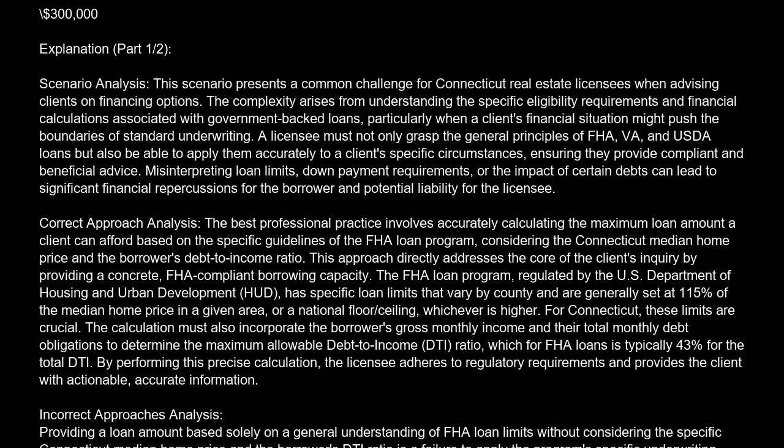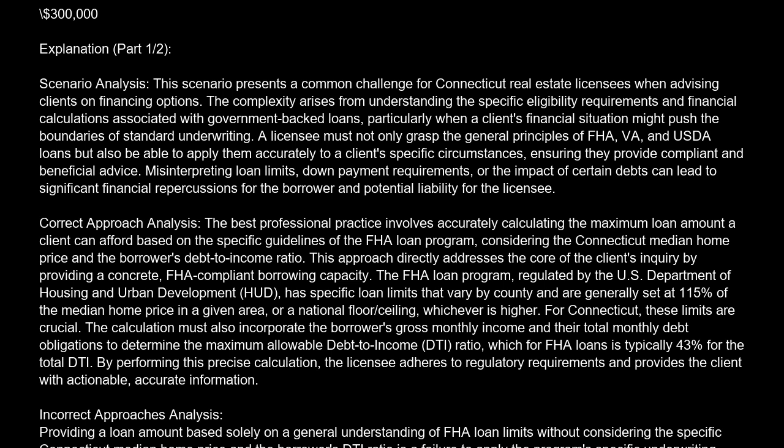Misinterpreting loan limits, down payment requirements, or the impact of certain debts can lead to significant financial repercussions for the borrower and potential liability for the licensee. Correct approach analysis: The best professional practice involves accurately calculating the maximum loan amount a client can afford based on the specific guidelines of the FHA loan program, considering the Connecticut median home price and the borrower's debt-to-income ratio. This approach directly addresses the core of the client's inquiry by providing a concrete, FHA-compliant borrowing capacity.